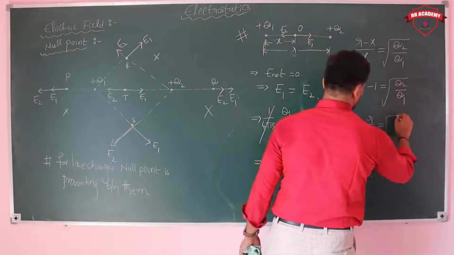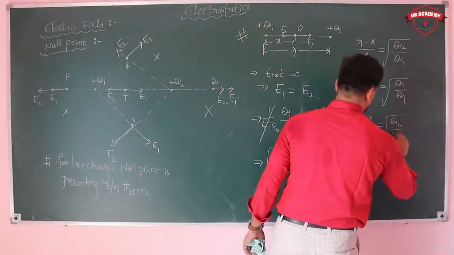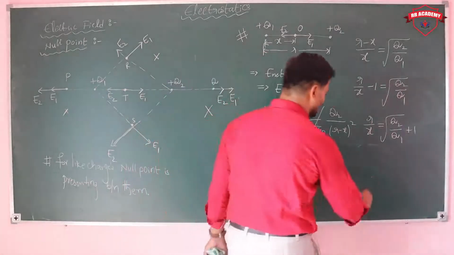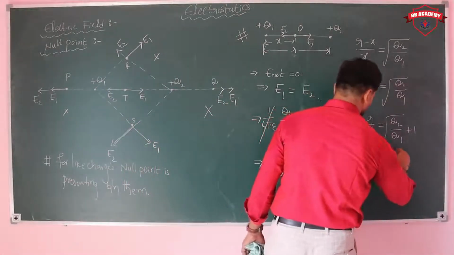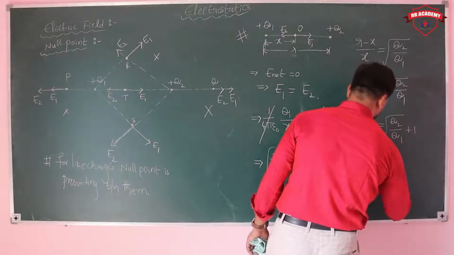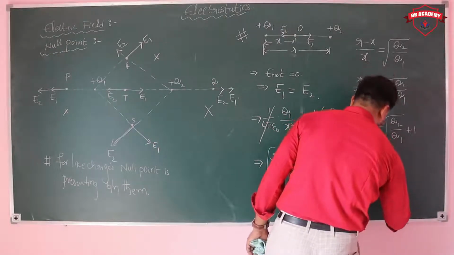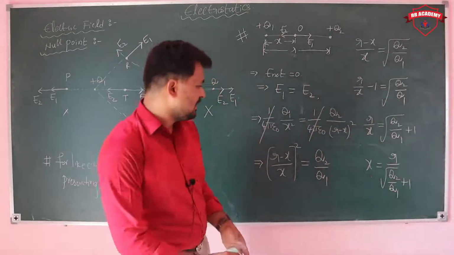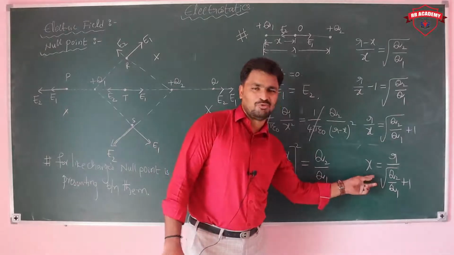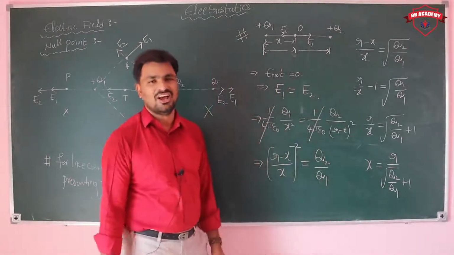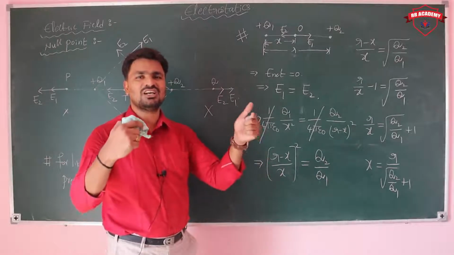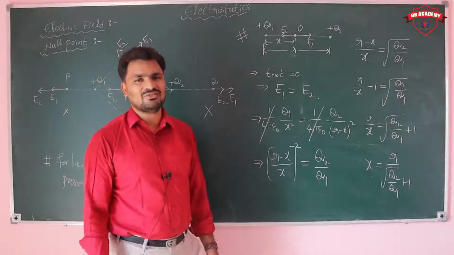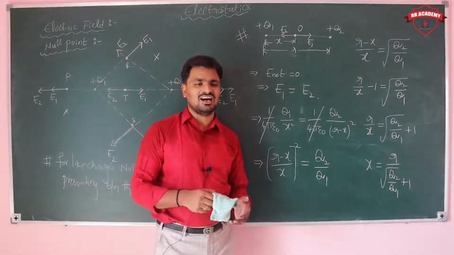Then the minus becomes plus: R by x is equal to under root Q2 by Q1 plus 1. Then x is equal to R upon (under root Q2 by Q1 plus 1). So this is the location of the null point when two charges are like. Now we will see when two charges are unlike.